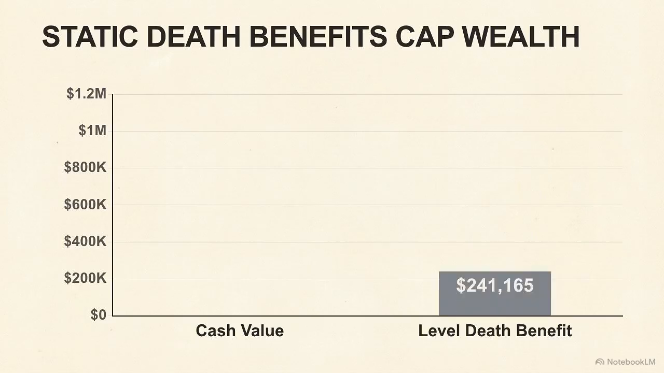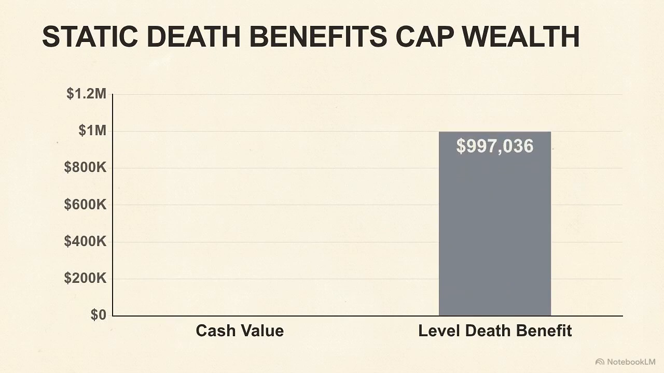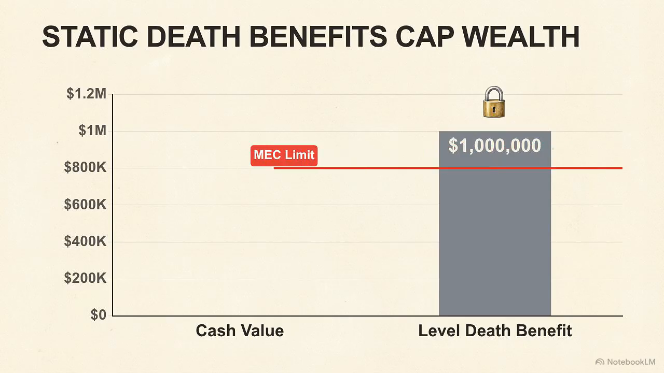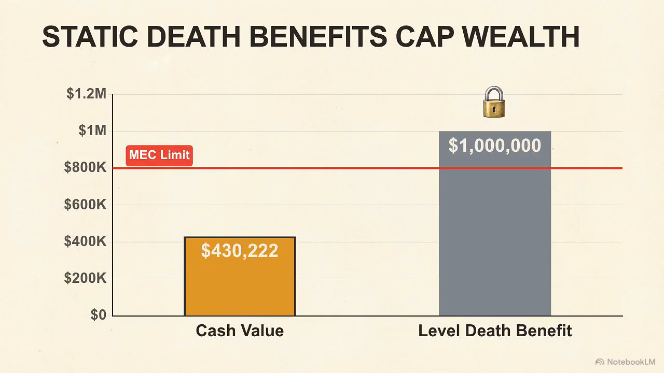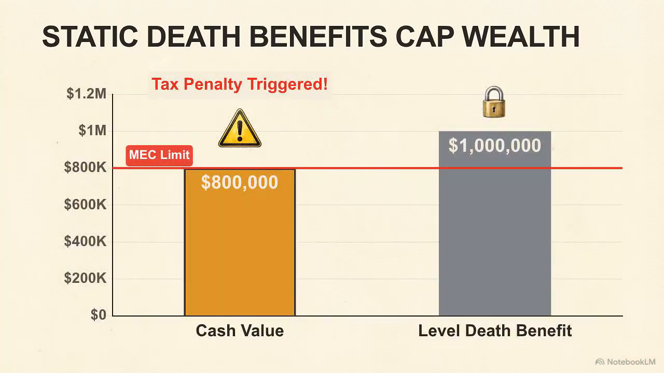To understand why most policies fail as wealth vehicles, look at option A, or a level death benefit. In this standard structure, the insurance payout remains completely static. Because the death benefit is locked, the MEC limit is also locked. Aggressive cash deposits will rapidly force the cash value into that static ceiling, triggering the tax penalty.